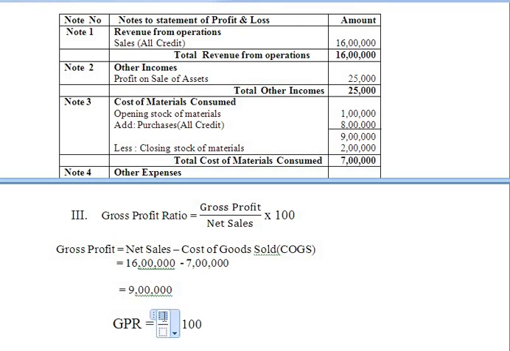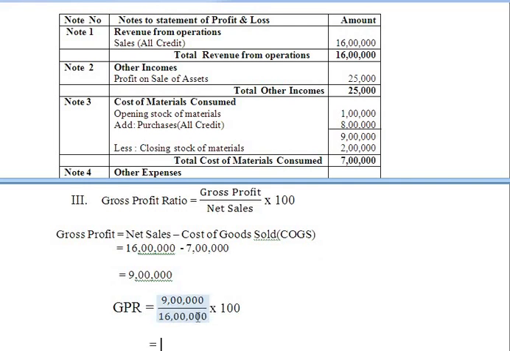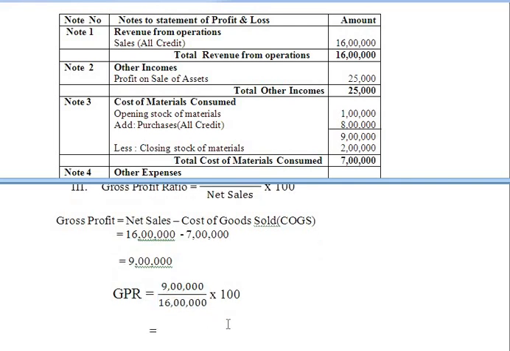Now put this value into the formula. Gross profit is 9 lakhs whereas net sales is 16 lakhs. So right here 16 lakhs. So 9 lakh divided by 16 lakh into 100 is equal to how much? 56.25%. So this is calculation of gross profit ratio.